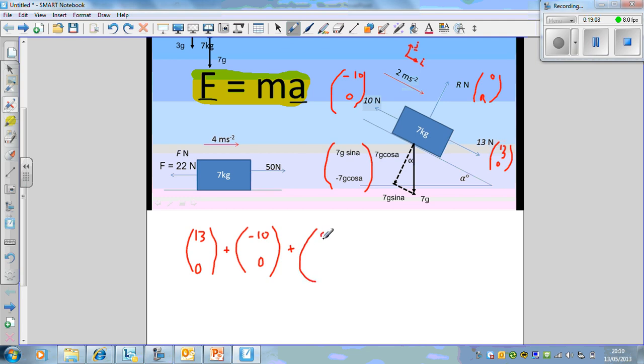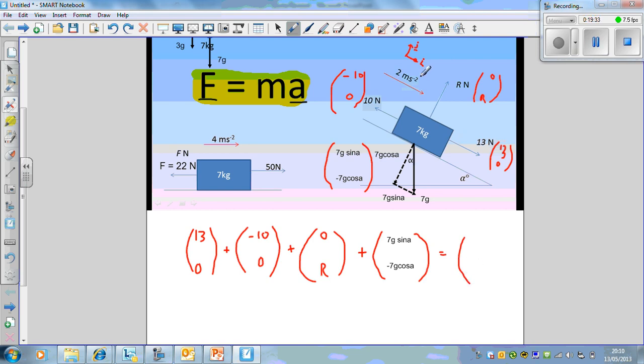Zero R. Whoa, uber brackets. R, lovely old job, and plus. Right, I'm just going to copy and paste that because I can. That's just going to be irritating to draw all the time. Now, this is equal. This is the resultant force, and it's equal to ma.